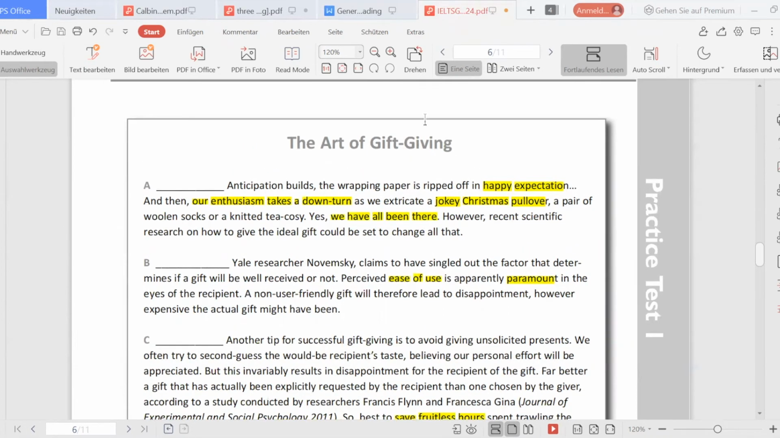So I start reading, and I highlighted the keywords: happy expectation, during gift giving, our enthusiasm takes a downturn, jokey Christmas pullover. Yes, we all have been there, okay? And then you can also read on: recent scientific research on how to give the ideal gift could be said to change all of that. So basically, scientific research, and then change.